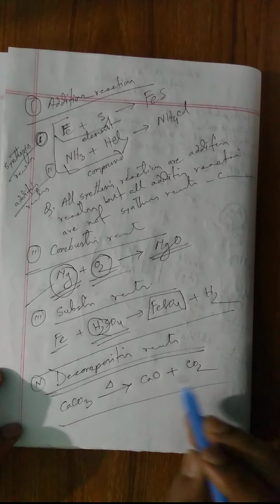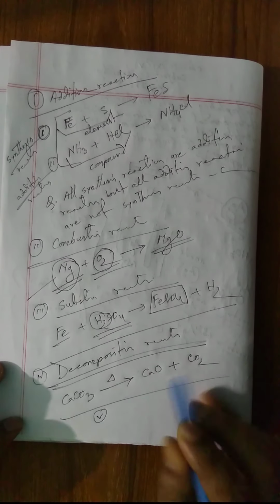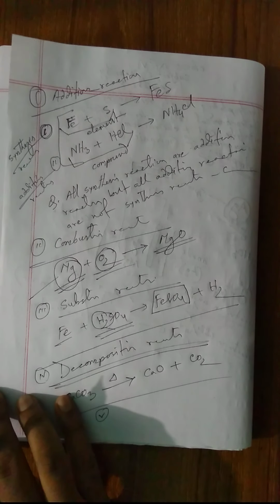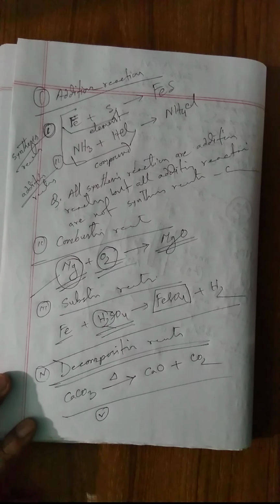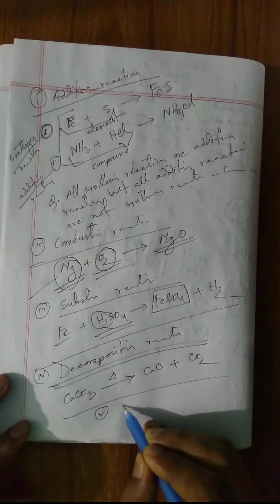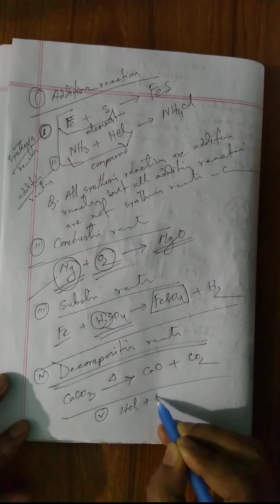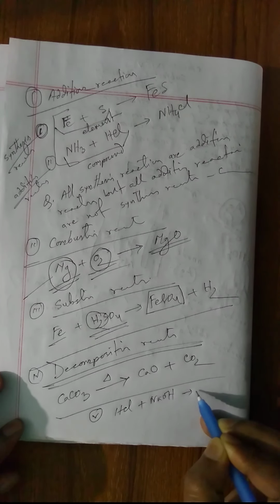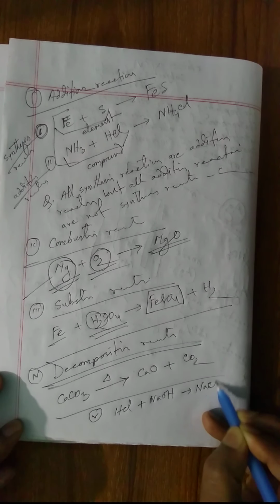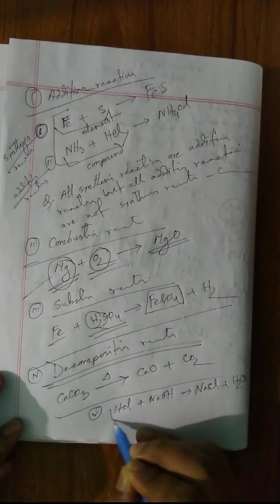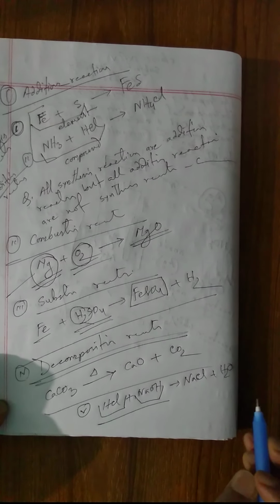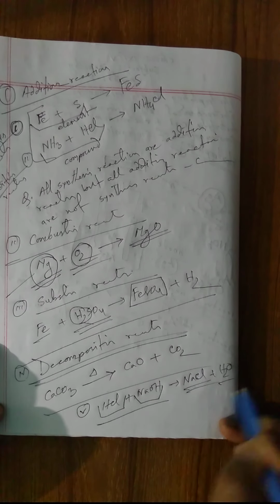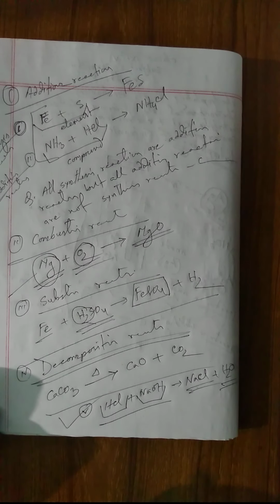And last, neutralization reaction. The reaction in which acid and alkali react with each other and produce a neutral substance is known as a neutralization reaction. Suppose HCl reacts with NaOH and produces NaCl and H2O. So HCl is acidic in nature and NaOH is alkaline in nature. So they react with each other and produce neutral substances NaCl and H2O. So this is a neutralization reaction.